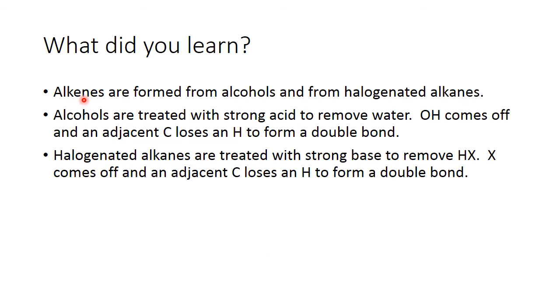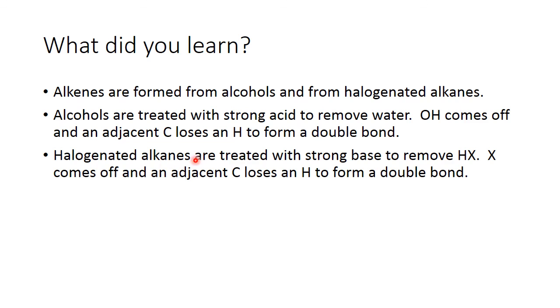So what did you learn? Alkenes are formed from alcohols and from halogenated alkanes. To form an alkene from an alcohol, you treat with strong acid and it removes water. The alcohol group comes off and an adjacent carbon loses a hydrogen and you form a double bond between those two carbons.